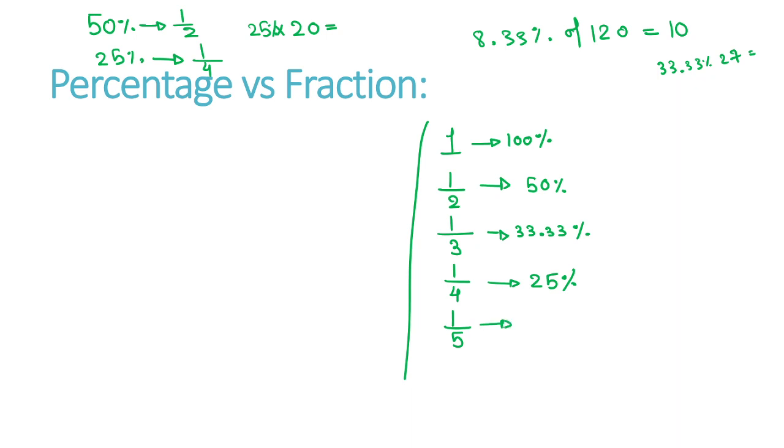1/5 is how much? You have 100 divided by 5. That is nothing but 20. You can remember it like that. Now, when comes the next number, 1/6. It is very tricky, but you can remember it like this.